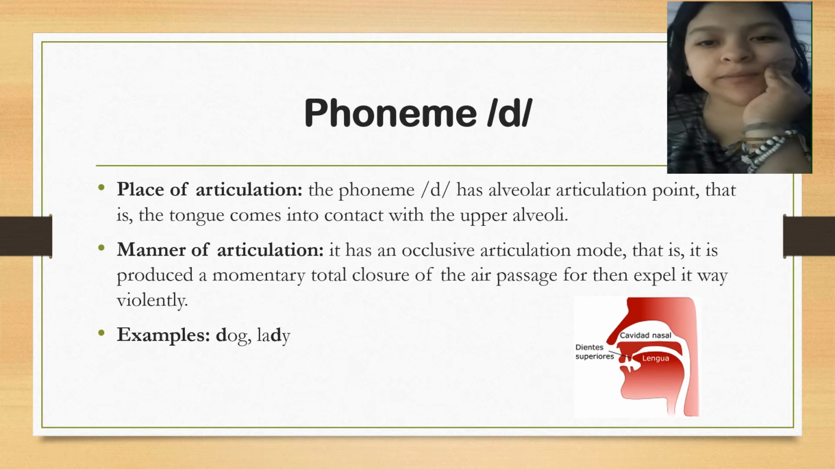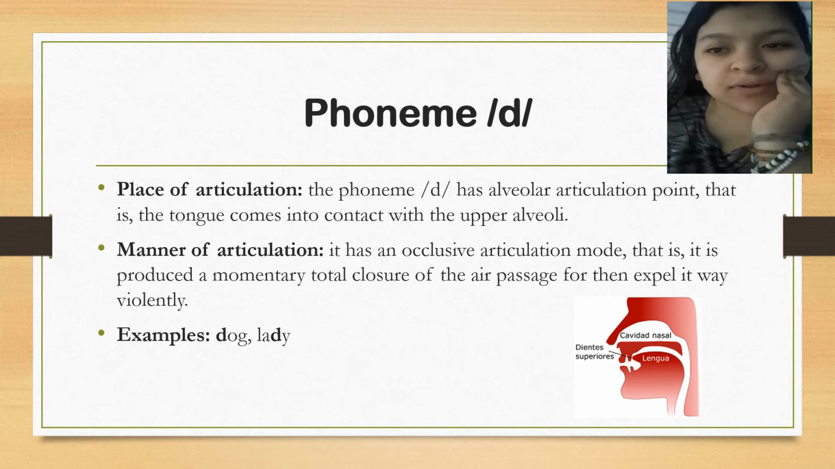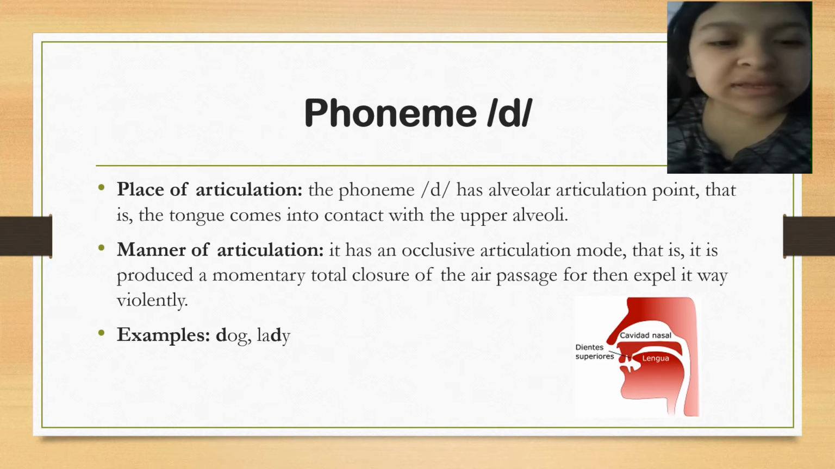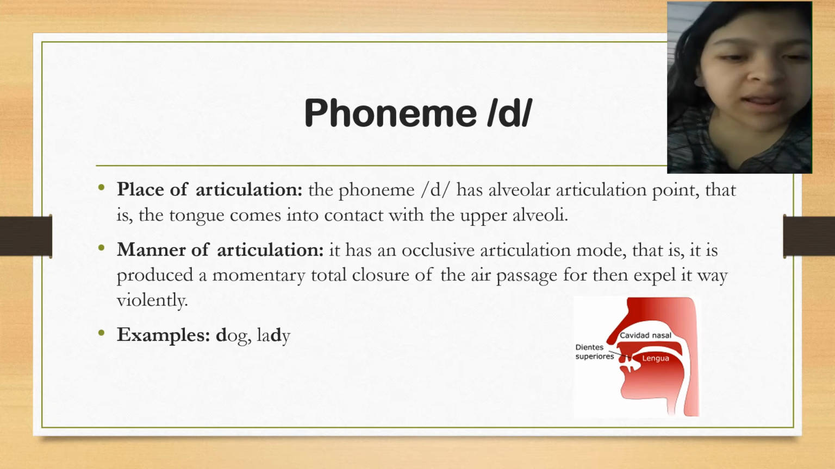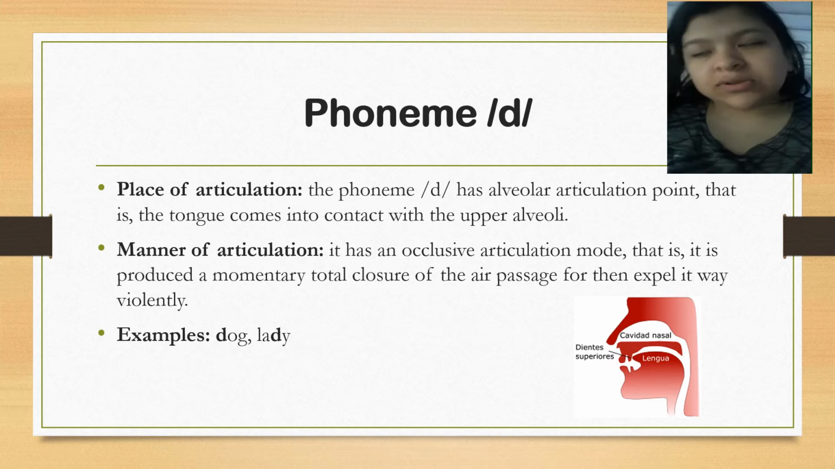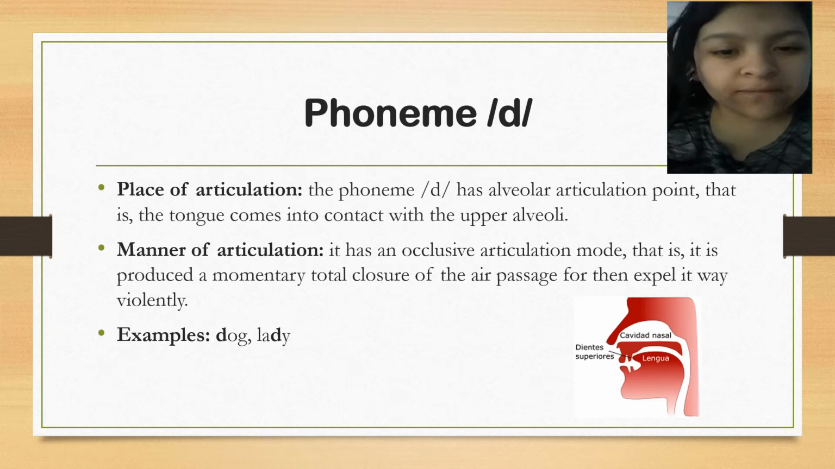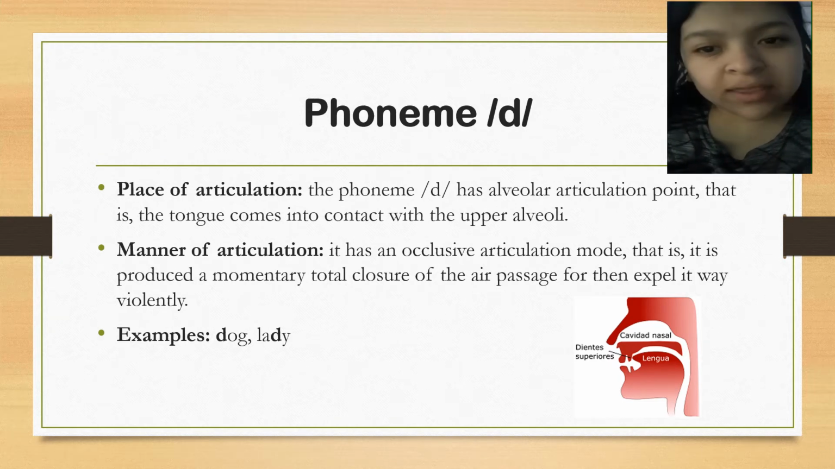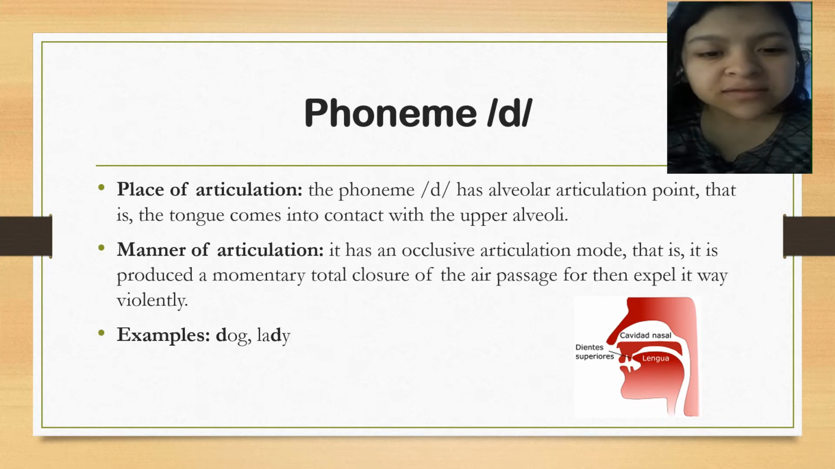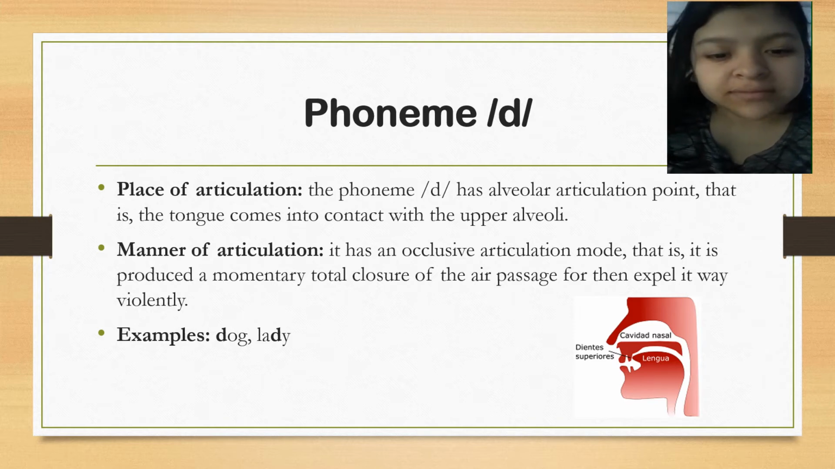Phoneme D. The phoneme D has an alveolar articulation point, that is, the tongue comes into contact with the upper alveoli. It has an occlusive articulation mode, that is, a momentary total closure of the air passage is produced, and then the air is expelled violently. The pronunciation of this phoneme is D. Example: dog, lady.